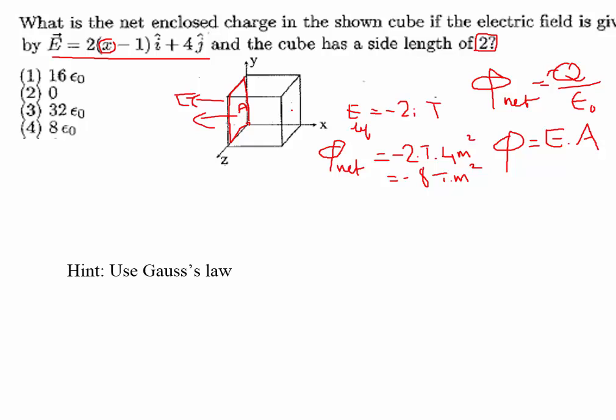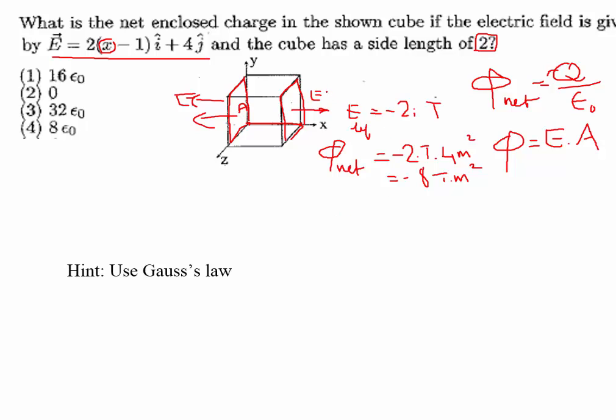Now, can you find in a similar way the flux leaving the right face of the cube, that face? What is the electric field there? What is the x value? X equal to 2. Why? Because the length of the side of the cube is 2. When x equals 2, you have 2 minus 1 is 1, and 2 times 1 is 2.